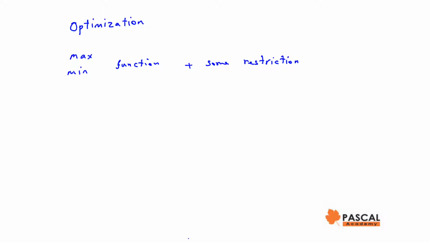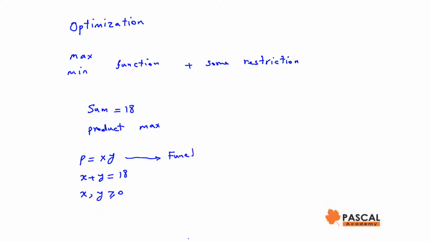For example, let's assume we are looking for two non-negative numbers whose sum is 18 and whose product is a maximum. This can be written as maximizing x times y if we represent the numbers with x and y. x plus y equals 18. x and y greater or equal than 0. This is the function that we want to maximize, and these are our restrictions.